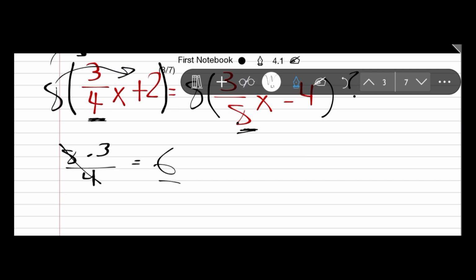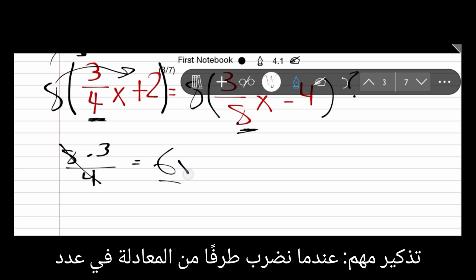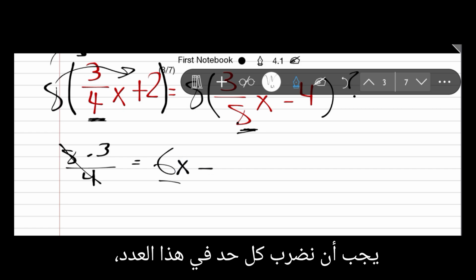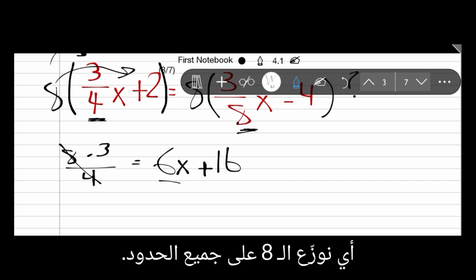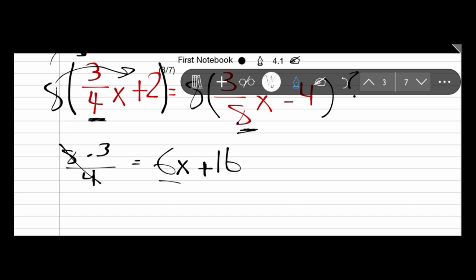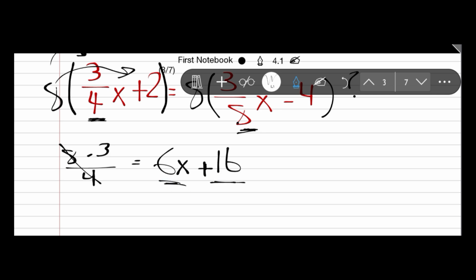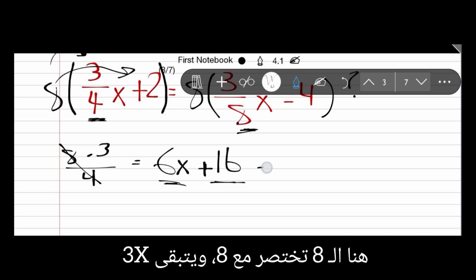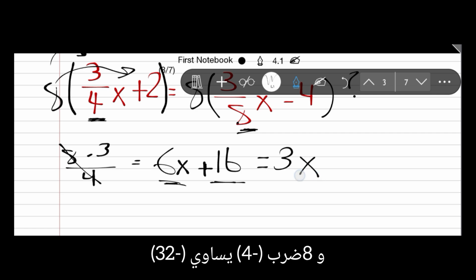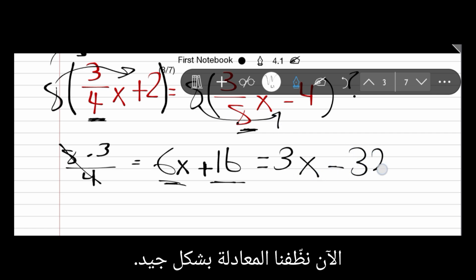You have to remember, when you multiply both sides of an equation by a number, you multiply every term by that number. So you have to distribute the 8. So the left-hand side is 6x plus 16, which is going to be equal to 8 times 3 over 8x. That's pretty easy. The 8s cancel out, and you're just left with 3x. And then 8 times negative 4 is negative 32. And now we've cleaned up the equation a good bit.